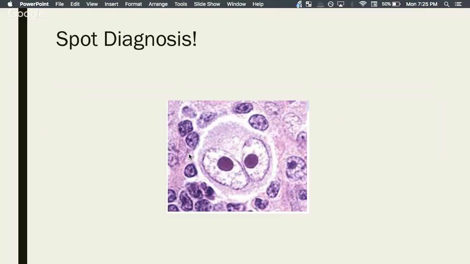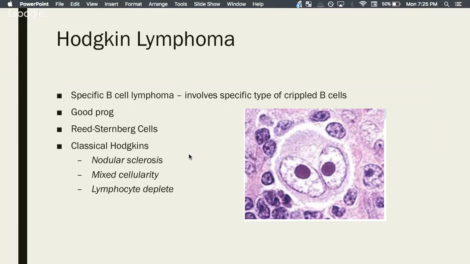All right, spot diagnosis. Yeah, and what are they called? Perfect. So this is a B-cell lymphoma. It's got a good prognosis, and you can have nodular sclerosis, mixed cellularity, and lymphocyte depletion. And you basically have Reed-Sternberg cells on histology.